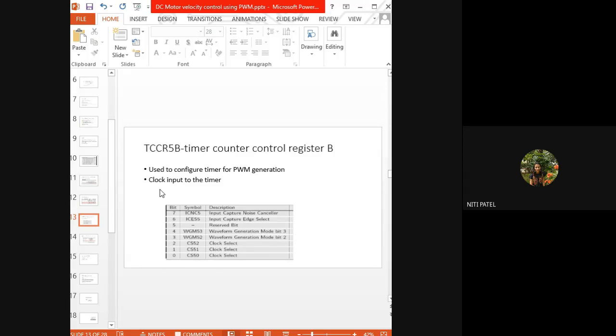Okay. So here also again we have a few bits, out of which the first three, 0, 1, 2, are for clock select. ठीक है, तो ये clock select के जो values रहेंगे उसके हिसाब से clock input timer को मिलेगा and then the timer will be activated and then these PWM waveforms will be generated.